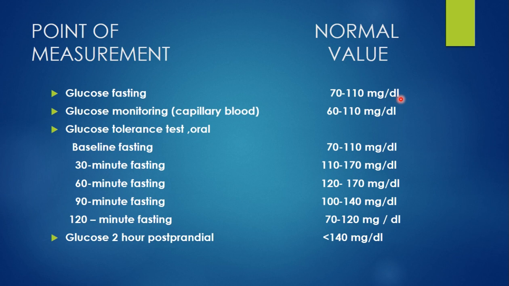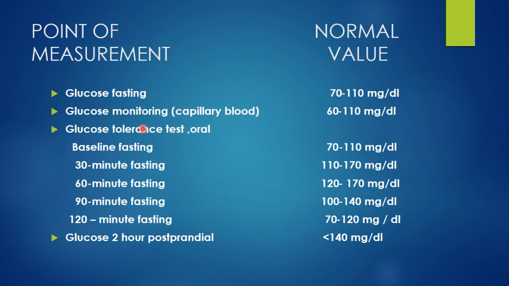What are the nursing considerations before the fasting blood glucose test? You have to instruct the client to fast for 8 to 12 hours before the test, and you have to instruct the client with diabetes mellitus to withhold the morning insulin or oral hypoglycemic medications until after the blood is drawn.